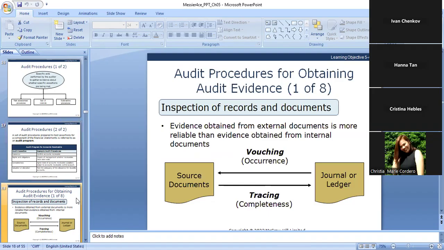So now we're going to the new terminology. Now we have audit procedures to obtain the audit evidence. We're chasing inspection of records and documents. Evidence which is obtained from external documents is obviously more reliable than internal. We already said that.